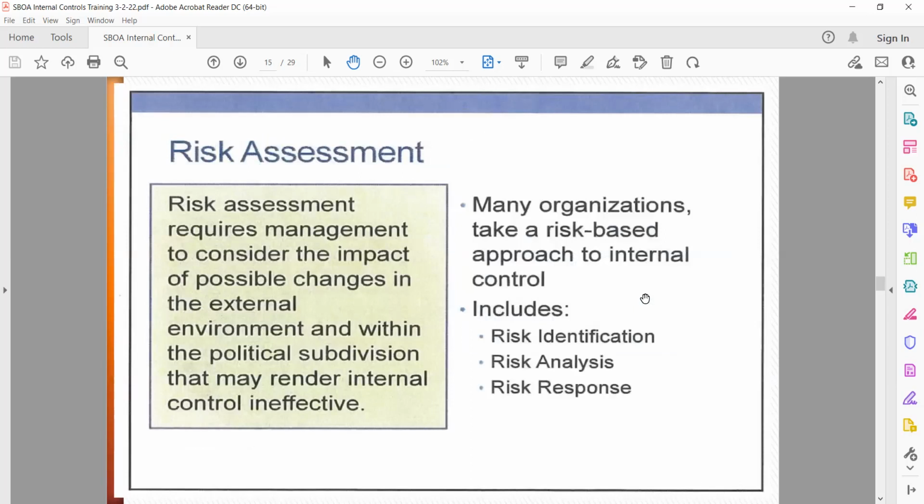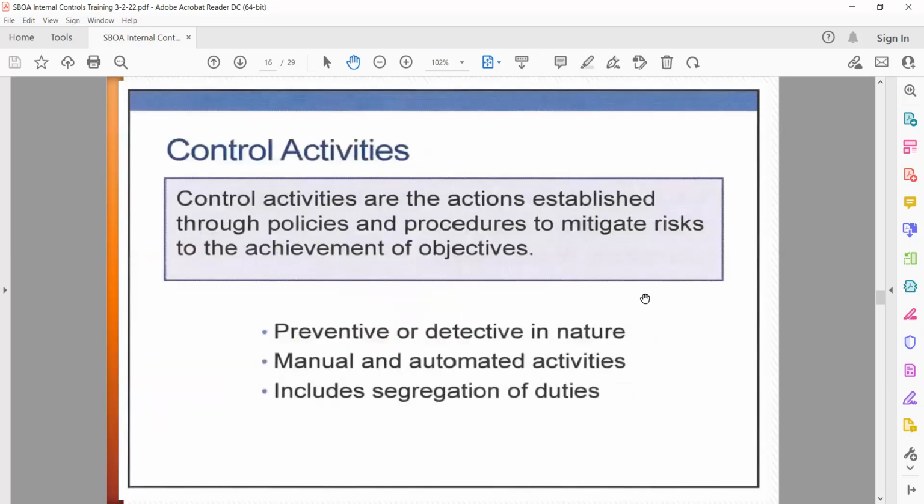Risk assessment requires management to consider the impact of possible changes in the external environment and within the political subdivision that may render internal control ineffective. Many organizations take a risk-based approach to internal control, which includes risk identification, risk analysis, and risk response. Control activities are the actions established through policies and procedures to mitigate risks to the achievement of objectives. They are preventative and detective in nature, manual and automated activities, and include segregation of duties.